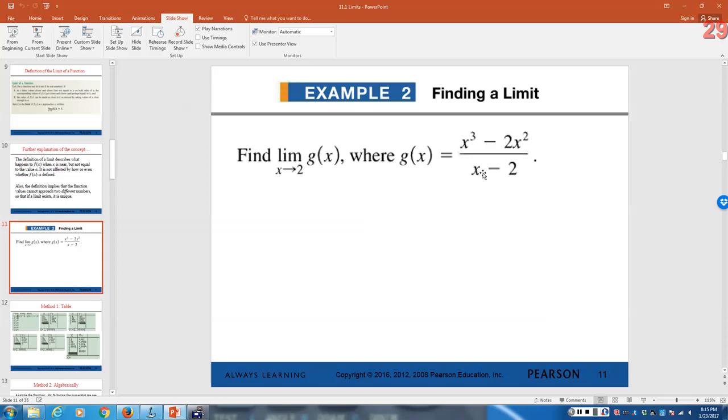Okay? So the value that x you're trying to approach, your function at that value doesn't even have to exist, but you can still get the limit as you approach that number. That's the point.